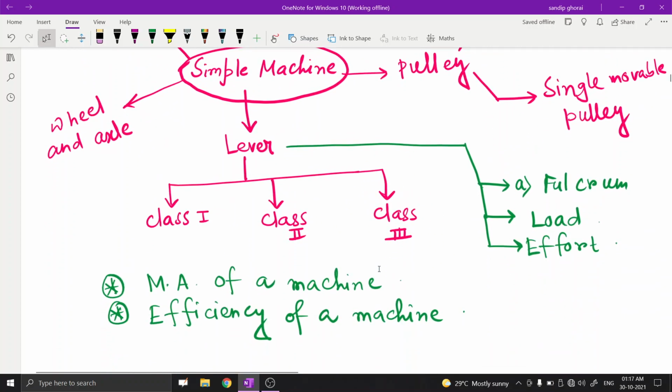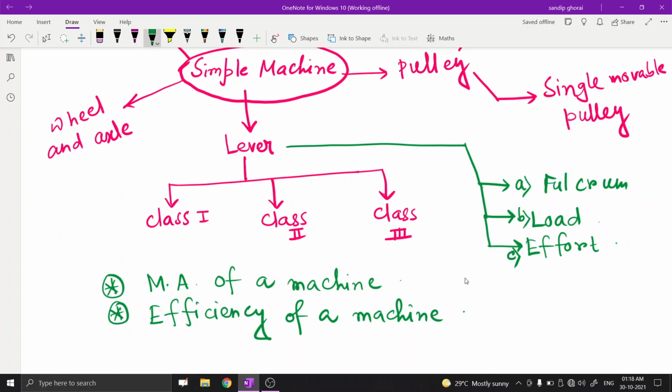Now we move to the simple machine, that is lever, and you have to know what is class 1, class 2, and class 3 lever. We already discussed this before Puja vacation. For class 1 lever, the fulcrum lies between the load and the effort. For class 2 lever, the load lies between the effort and the fulcrum. For class 3 lever, the effort lies between the load and the fulcrum. And you have to know what is fulcrum, load, and effort.